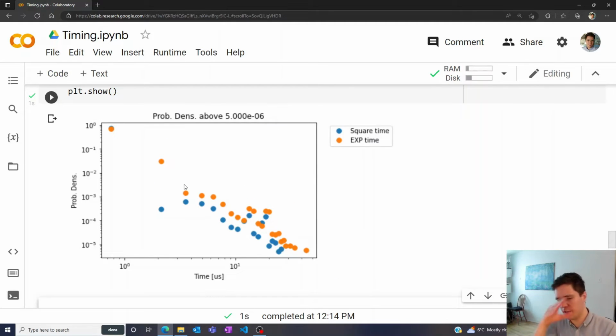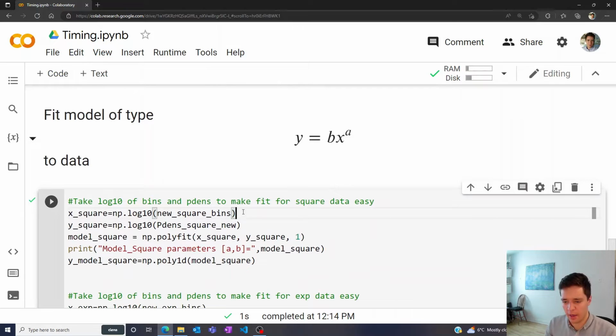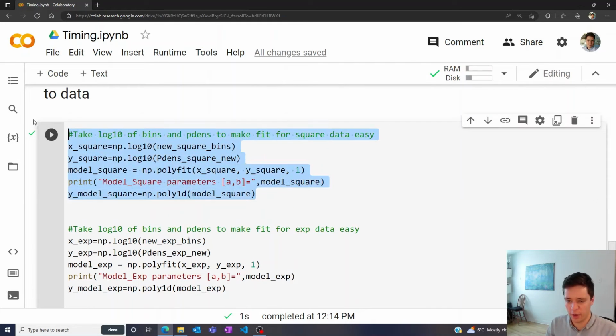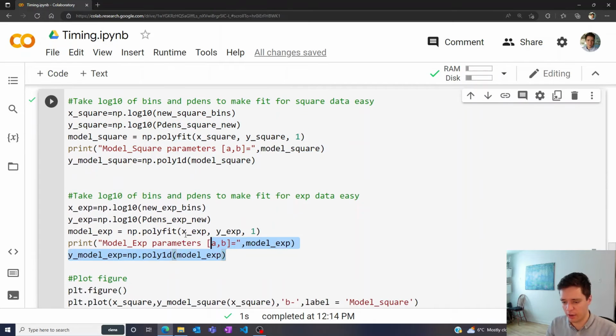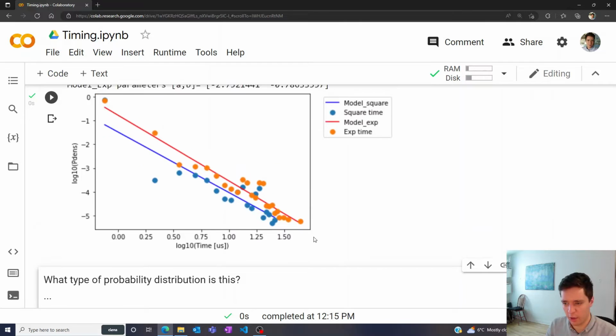Now we want to fit some kind of linear model to this in the double log domain. We can implement it very easily by taking the base-10 log of both the bins and the probability densities, and then fitting a linear model to it and plotting it. We can do that both for the data for squaring the number pi and for taking its exponential. If we do that, we should get a plot that looks like this.